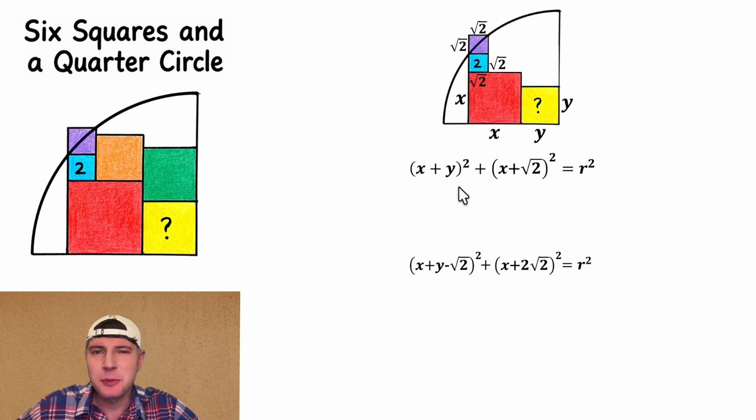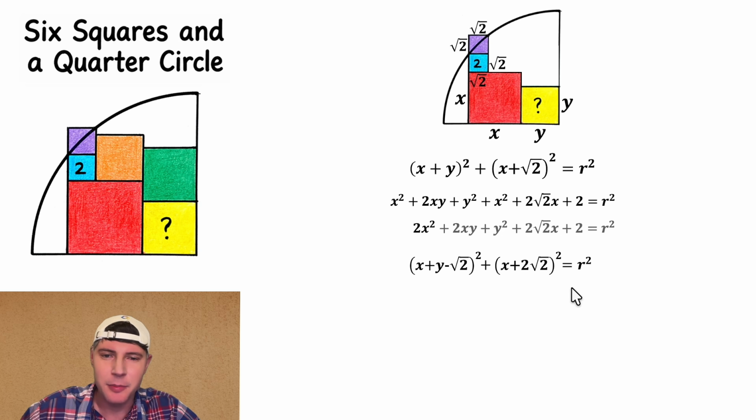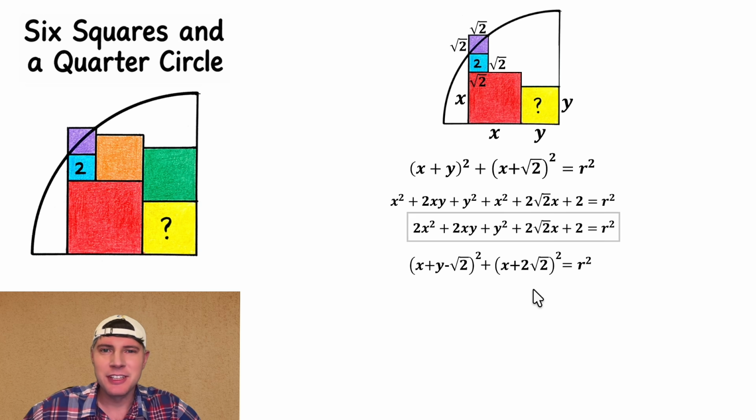The quantity x plus y squared is equal to x squared plus 2xy plus y squared. And the quantity x plus root 2 squared is equal to x squared plus 2 root 2x plus 2. And that's all still going to be equal to r squared. And then from here, we have 2x squared, so we can write down 2x squared and then copy down everything else. This looks important. Let's put a box around it.